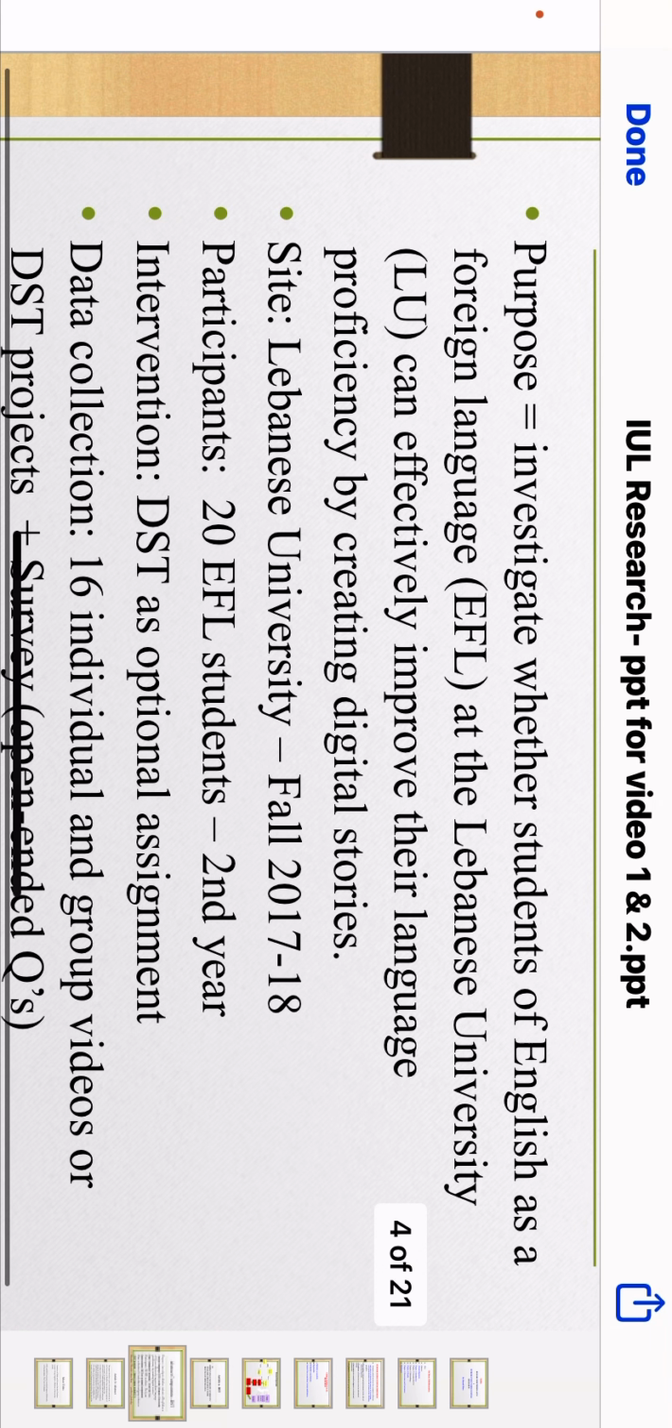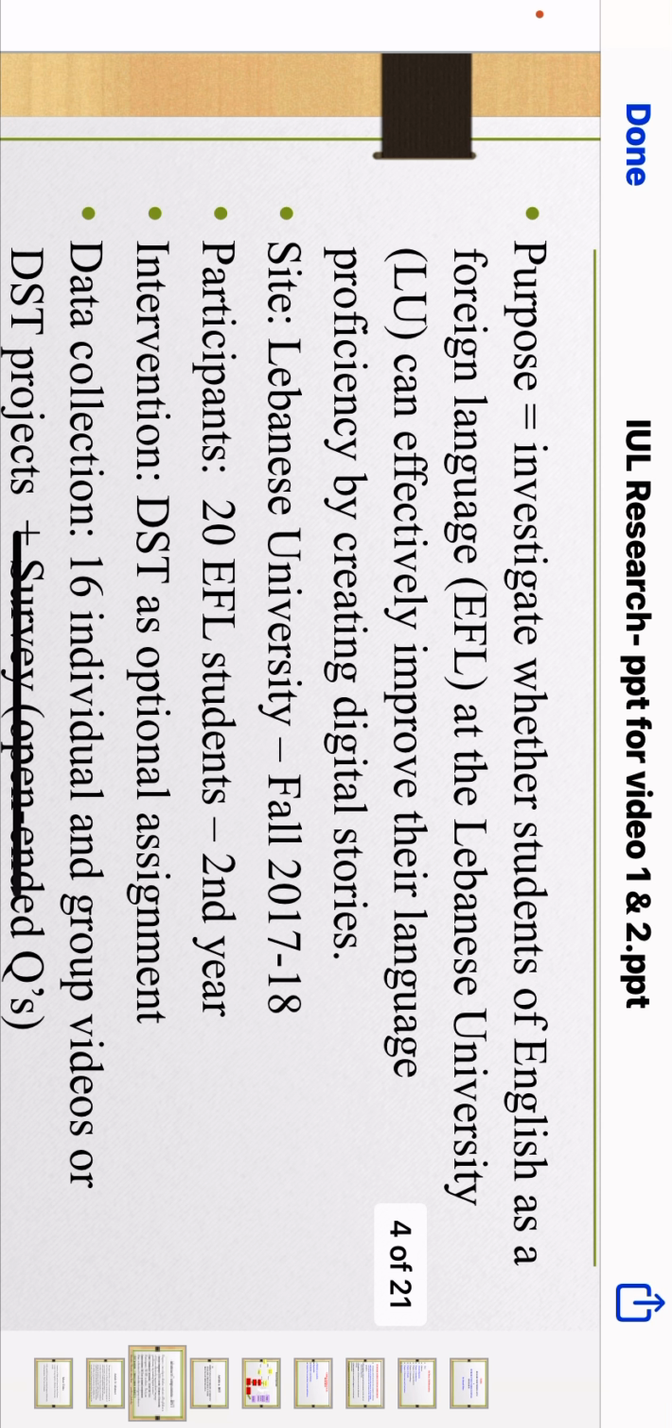Let's see. So, first of all, we had the purpose: to investigate whether students of English as a foreign language, EFL, at the Lebanese University, LU, can effectively improve their language by creating digital stories. So this is the purpose of the study.